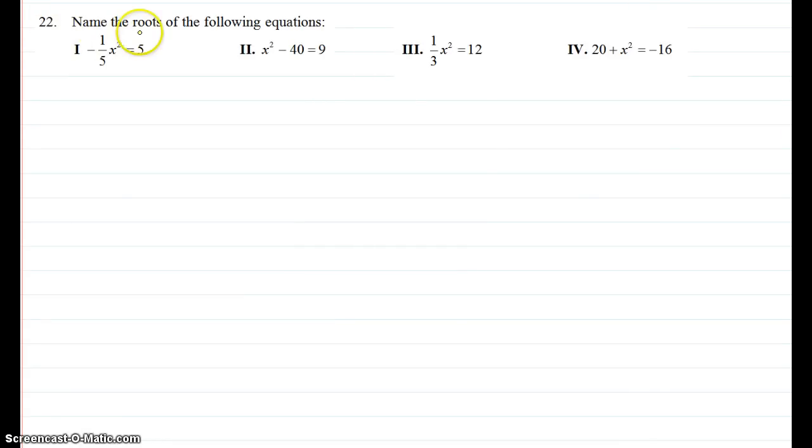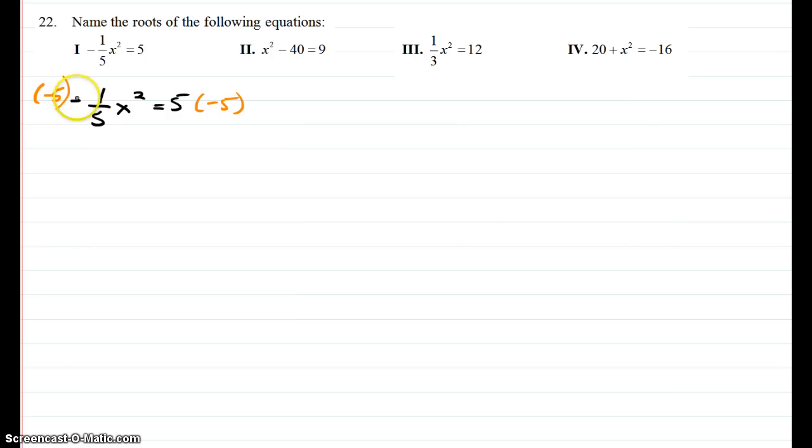Alright, number 22, name the roots of the following equations. So we're going to solve them. So the first one, negative 1/5 x squared equals 5. And so to get rid of the fraction, we're going to multiply both sides by the bottom number. And since this is a negative, I'm actually going to multiply by negative 5 because that'll get rid of the fraction in the negative.